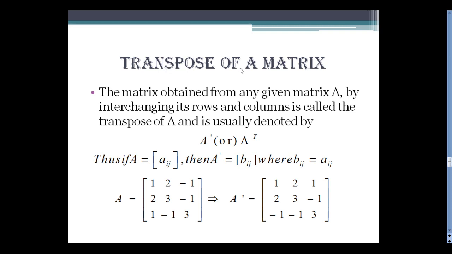Next we will see the transpose of a matrix. What is the transpose of a matrix? We write it as A dash or A power T. Suppose A equal to aij. We have taken a 3 cross 3 matrix. What is A dash? Just transpose all rows into columns. Here I have changed rows into columns: 2, 3, minus 1; 2, 3, minus 1; minus 1, minus 1, 3 has been written in a row. So this is the transpose of A.